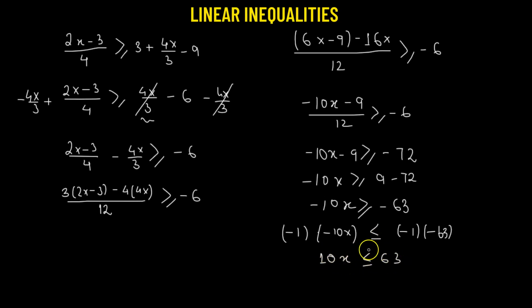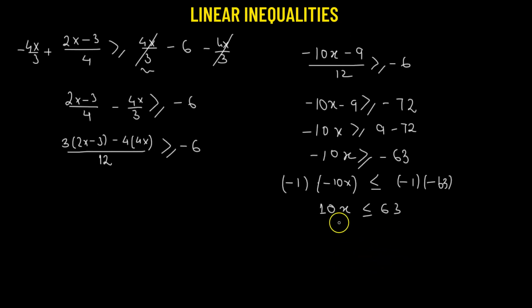Now to solve for finally x, all we have to do is divide both sides with positive 10. Now since we are dividing with a positive number, which is positive 10, the sign is not going to change. So we'll have x less than or equal to 63 divided by 10. So this is going to be the solution to our given linear inequality.